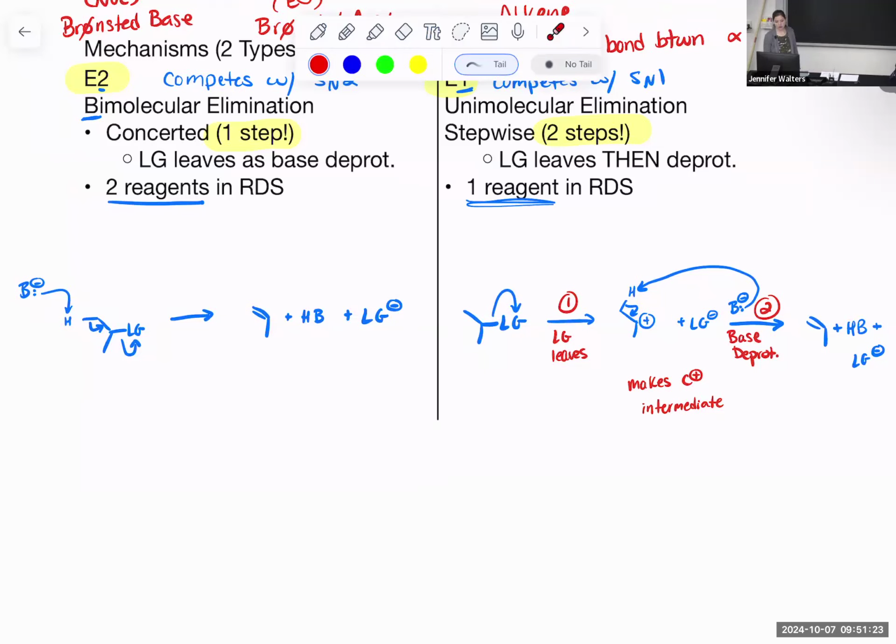So next, we're going to look at the detail parts of the mechanism, just like how we did with SN2 and SN1, where we were talking about all the special considerations. We're going to do that, and we're going to start with E2, and then we'll do E1.